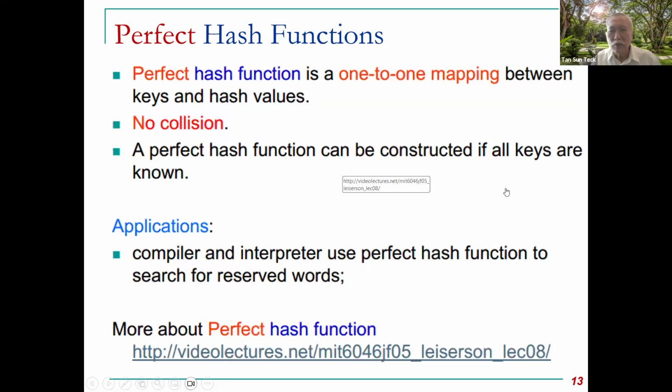For a compiler and interpreter, we know all those keywords, like for loop, while loop, print, and all those things. Since we know all these words already, we can create a perfect hash function to search for all these reserved words so that the compilation and interpreting process is faster.